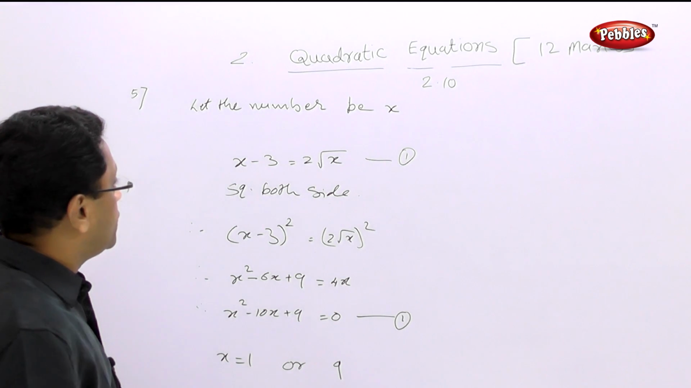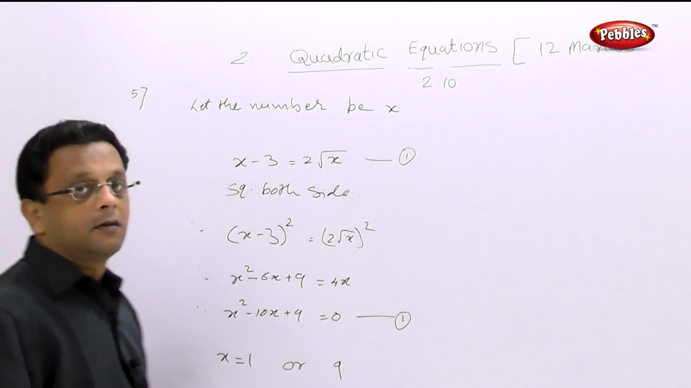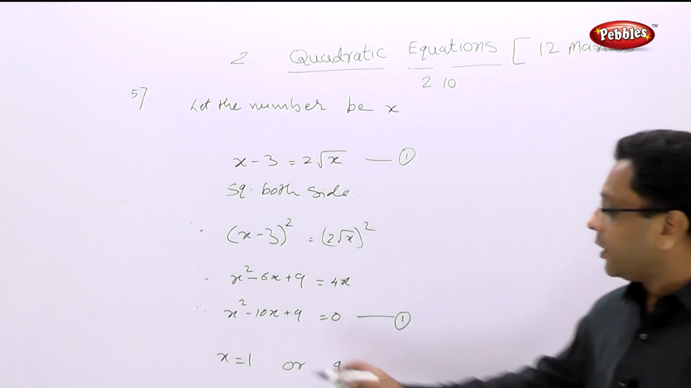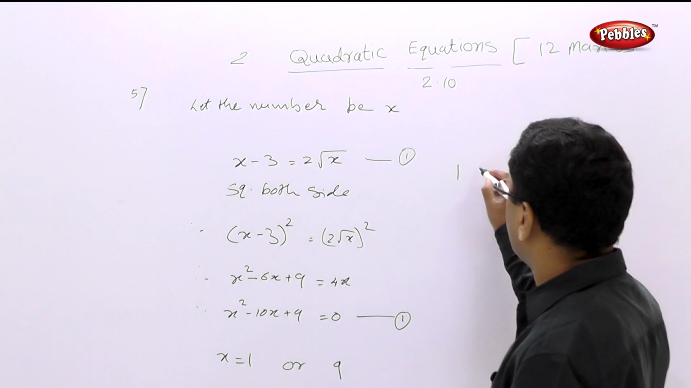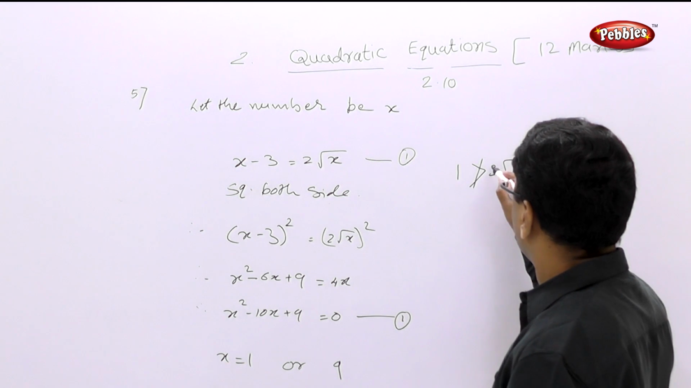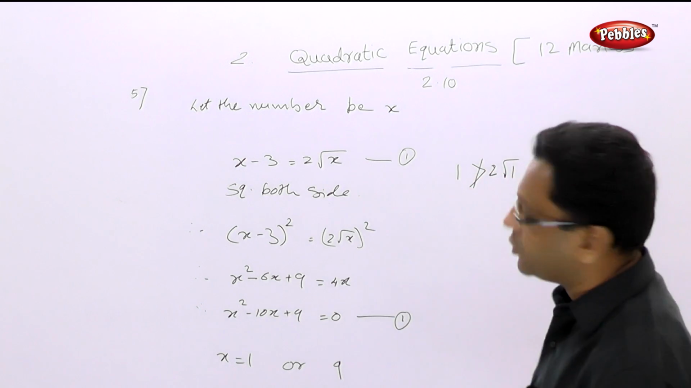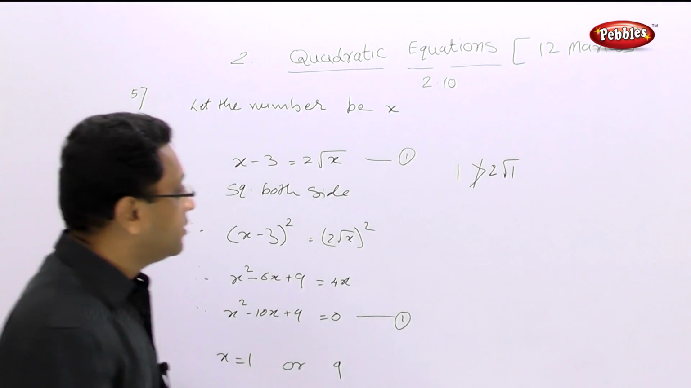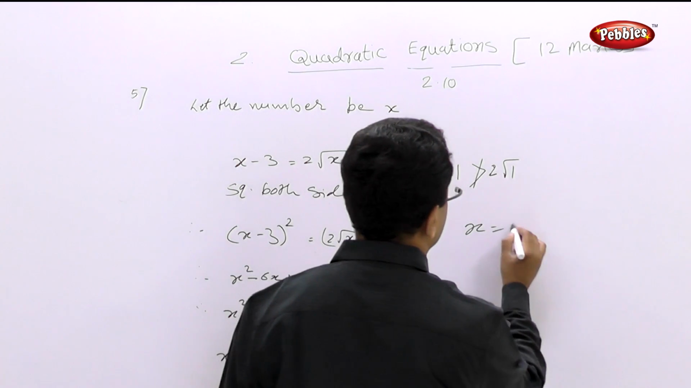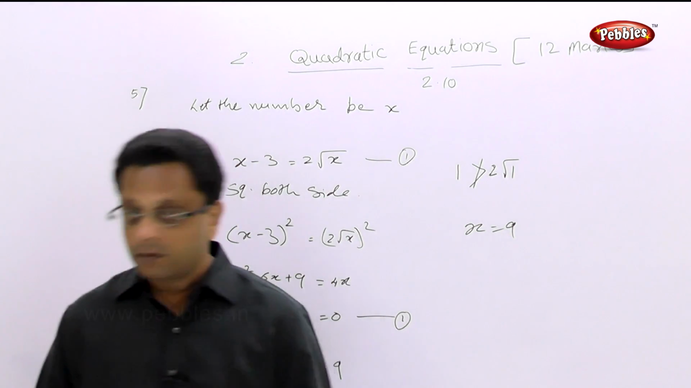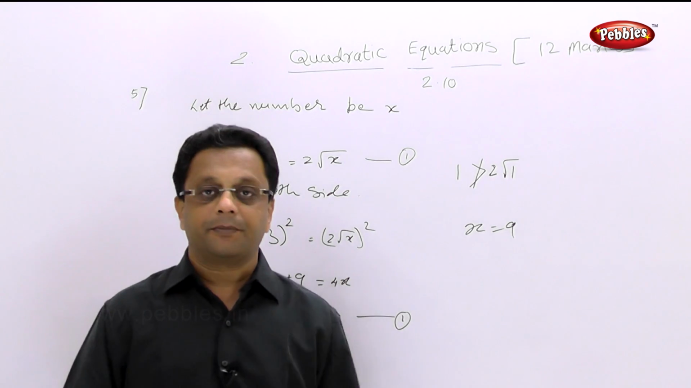Now by the given condition, 1 cannot be taken. Why? Because 1 is not greater than 2 root 1. This is the given condition. It is not greater, so 1 cannot be done. So 9 is the number. So x is equal to 9. Or you can write down the answer: the required number is 9.